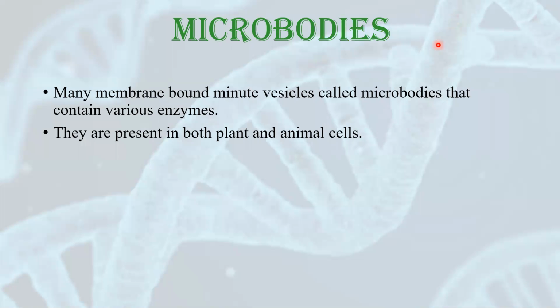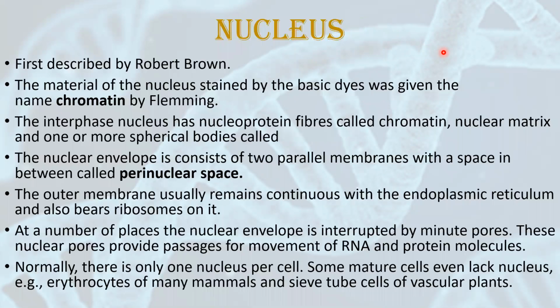Apart from all these important organelles, there are some microbodies which are present inside the cell. What are these microbodies? They are small membrane bound vesicles, and they contain various enzymes which are responsible for carrying out metabolic reactions inside the cell. Microbodies are present in both plant cells as well as animal cells. Now we'll be moving to the main part of a cell, that is the nucleus.